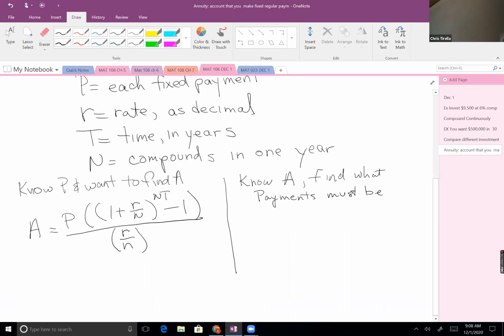And this formula is going to be that P is equal to A times parentheses R over N, close parentheses, over parentheses, 1 plus R over N, close, to the NT minus 1.